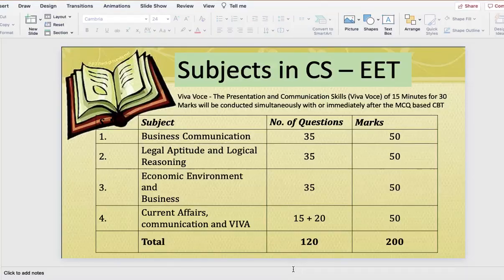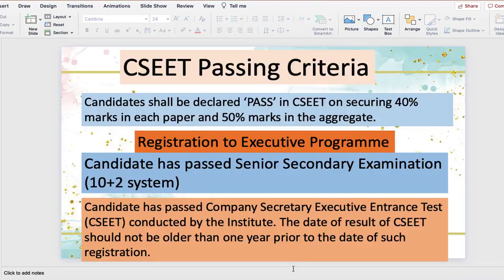Okay, that is one thing. Okay, so understood now. Overall 120 minutes and you have a 200 marks exam.